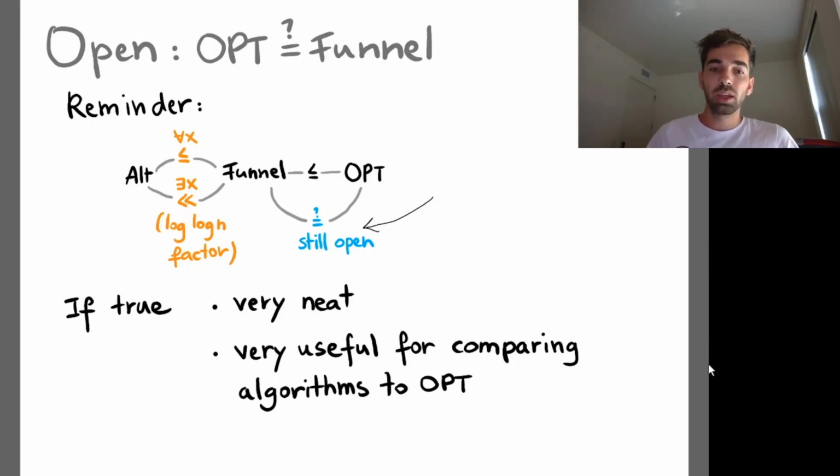But also, if we want to prove that splay trees are dynamically optimal, we need to compare them to opt. And therefore, if funnel were to match opt, then it would be potentially very useful for comparing those algorithms to opt. Because instead of having to prove that splay trees is better than every other algorithm, you would just have to charge the cost of splay trees to the pinwheels in some way. And so that might make the proof much simpler, at least if splay trees is dynamically optimal.